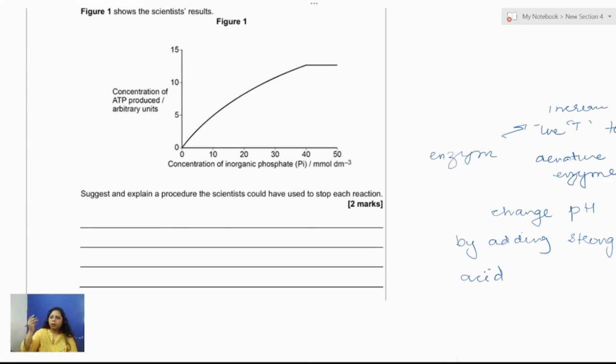Okay, two reasons are enough. What else can be done? We can add one more thing: the temperature, the pH, and an inhibitor. Yes, we can add inhibitors to stop the reaction. Then our substrate is not going to bind to that enzyme.